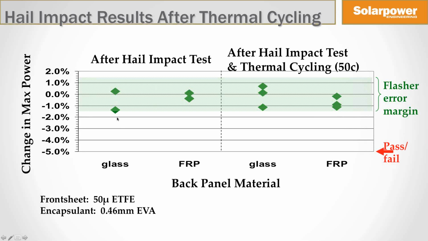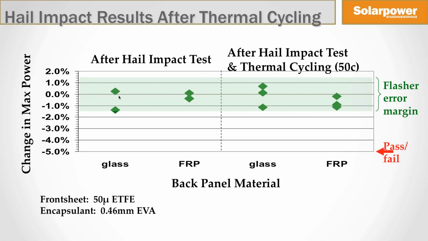As you can see, when a module with ETFE front sheet and with a glass backsheet was tested for hail impact, it did not show any power change. The highlighted region is the flasher error margin typically. So it was within the error, and hence we can safely conclude that there was no power change after hail impact, signifying that the module does not change after hail impact.